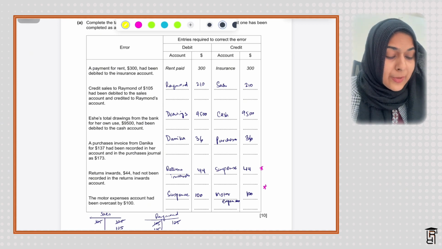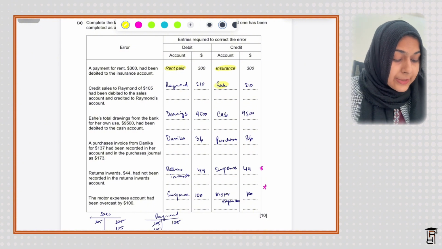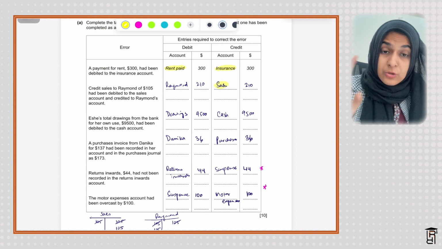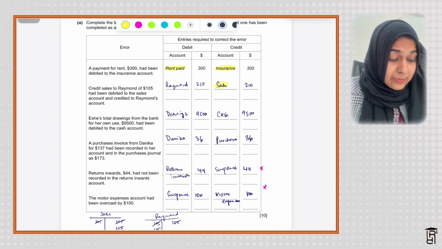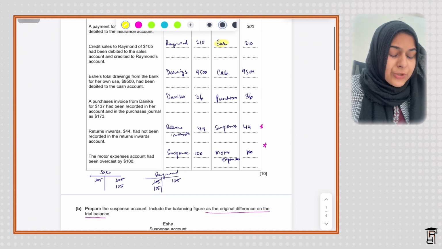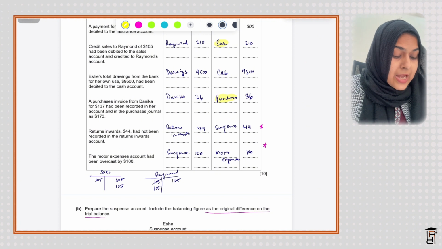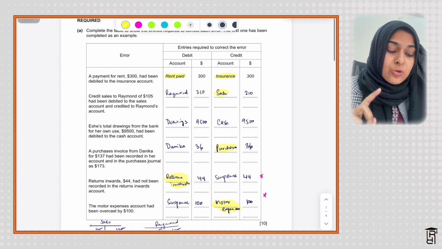So we'll just mark here rent comes in the income statement, so it's going to affect profit. Insurance comes in the income statement. Sales comes in the income statement. Drawings and cash both don't come in the income statement. This is cash drawings. Cash drawings do not come in the income statement. Yes, goods drawings goes to the income statement. The Nika's account wouldn't go in the income statement, but purchases goes to the income statement. Yes, return inwards goes to the income statement. Motor expenses goes to the income statement. So I've marked all of these which go to the income statement.